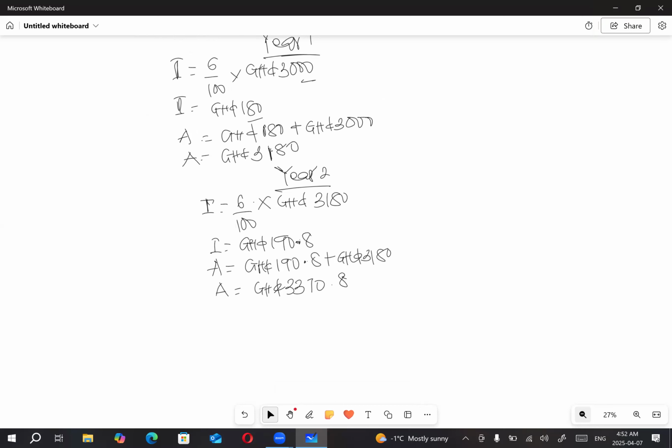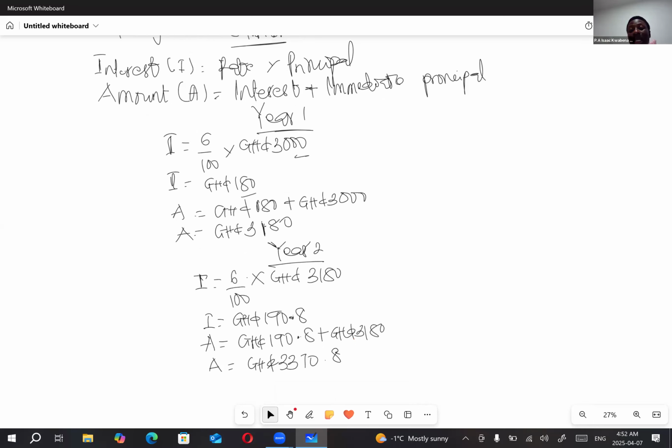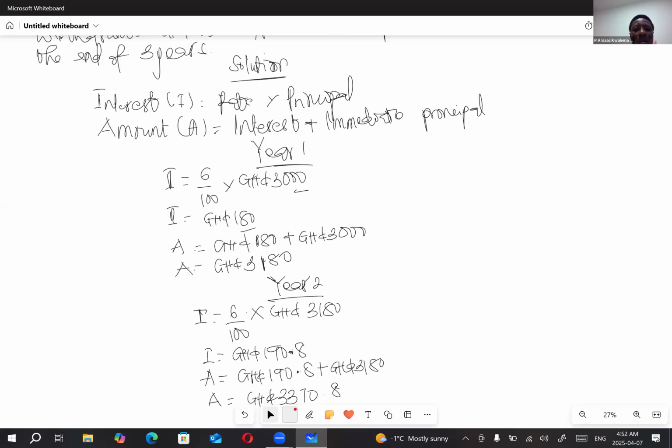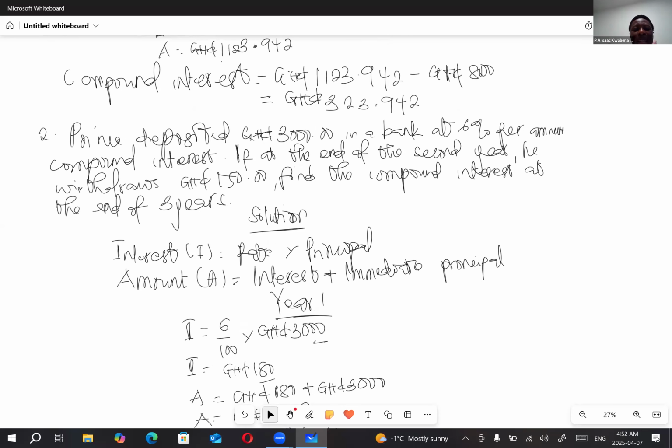Okay. So now remember, he brought 3,000. Year one, he had 180. So he added it to his 3,000, he had 3180. Year two, he had another 190. So he added it to his 3180, and he has 3370. But they said in year two, he was short of funds, like he needed some cash urgently. So he went to the bank to withdraw 150 cedis, right?